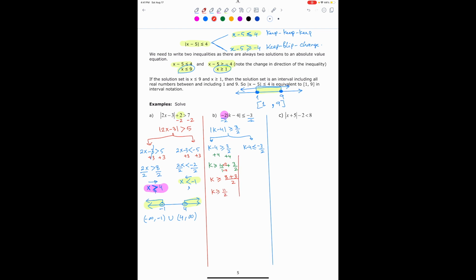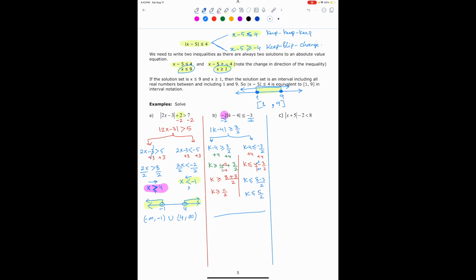The other part is going to be k minus 4. We're going to add 4 to both sides of the inequality. Plus 4, plus 4. So we're going to end up with k less than or equal to 4 minus 3 over 2. We're going to do the same steps. Multiply by 2 here, by 2 there. You get k is less than or equal to 8 minus 3 over 2, which is k less than or equal to 5 over 2.